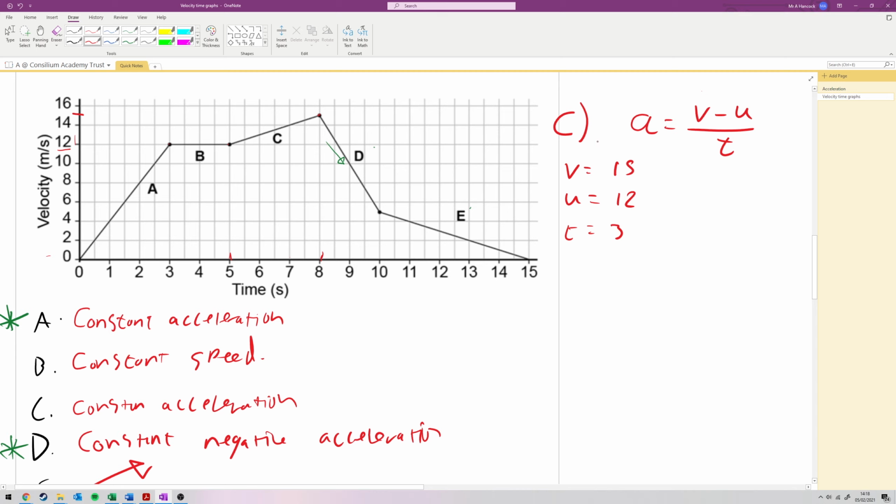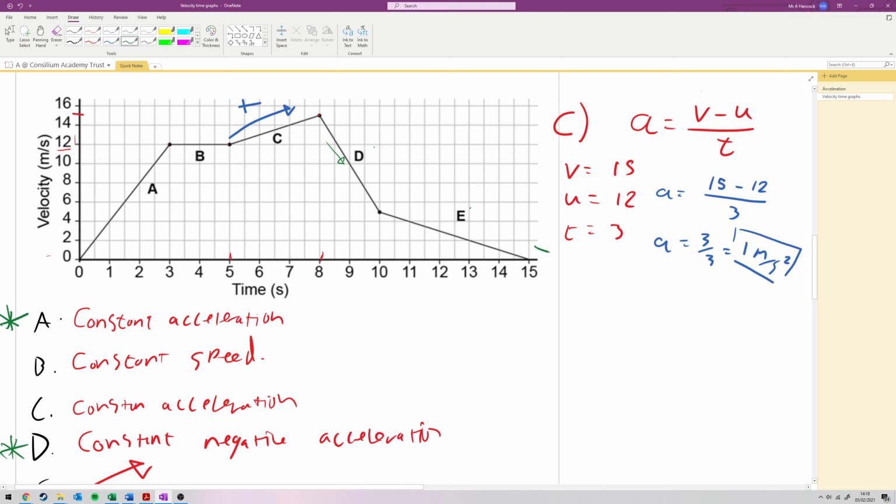Let's plug my numbers in. a equals 15 minus 12 over 3. What's 15 minus 12? Well, that's 3. That's 3 divided by 3, which equals 1 meter per second squared. Now let's check. I can definitely see that the slope is going up, so this has to be a positive answer, and my answer is above 0. It's positive. That's good. So let's have a look at D.